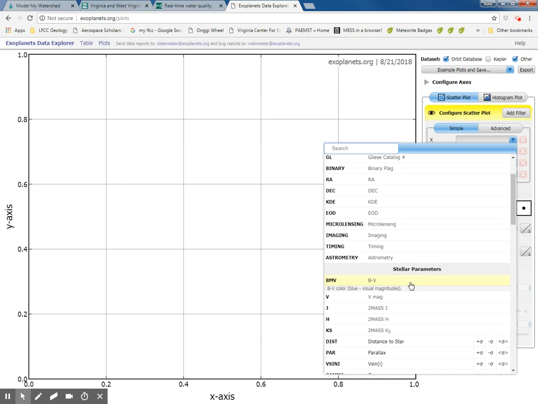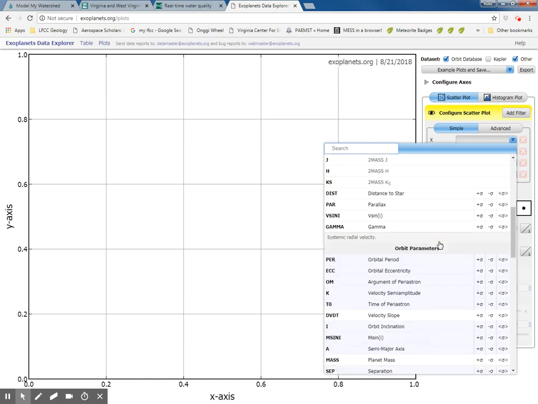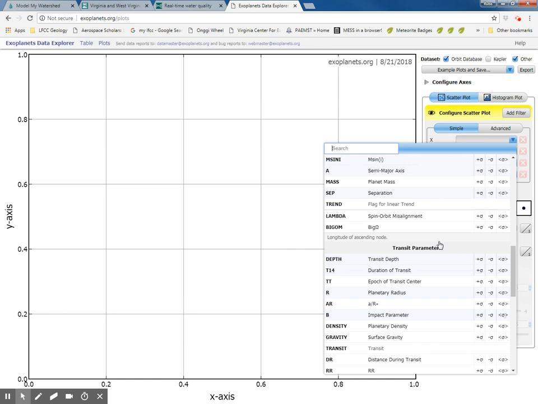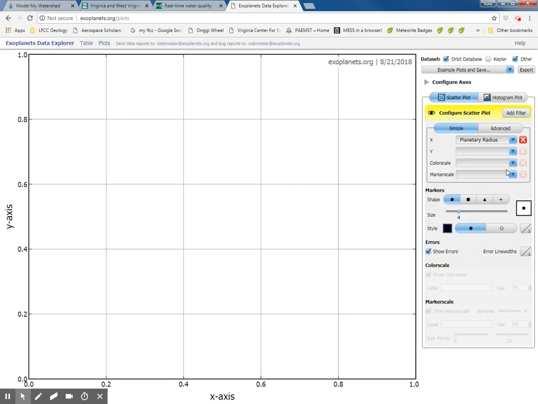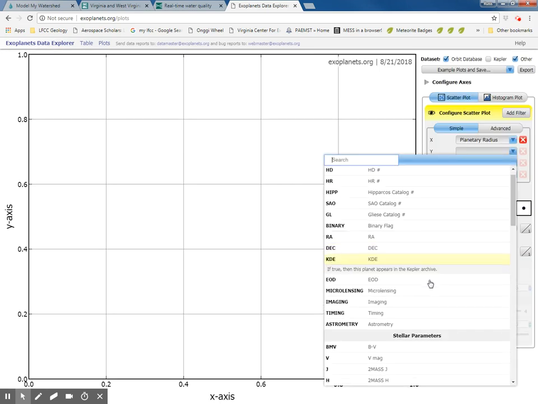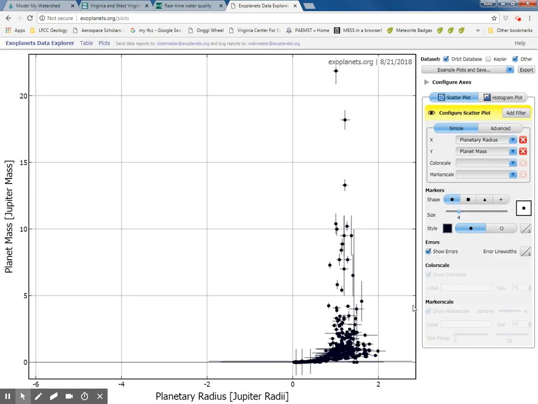So what I'm going to do is just create a graph. And to do that, I'm going to pick an x and y coordinate. Here I'm looking at the x. So I'm thinking about going down to my orbital parameters, or actually maybe my transit parameters. Well, for instance, I know that density equals mass over volume. So there should be a relationship between all 3 of those variables that I should be able to pick up. So if I look at planetary radius on the x-axis, which will give me an idea of volume, and then I also look at the planet's mass, I should see some relationship.